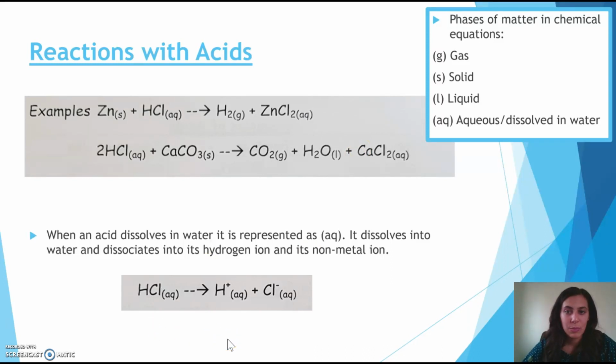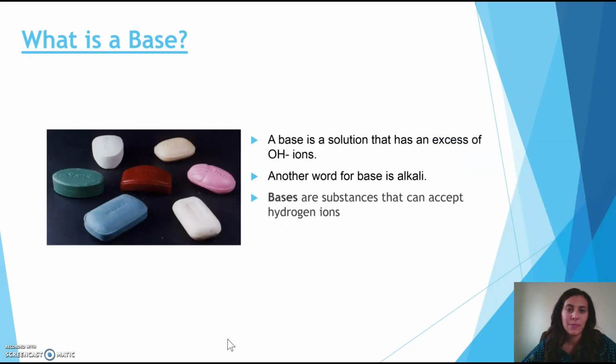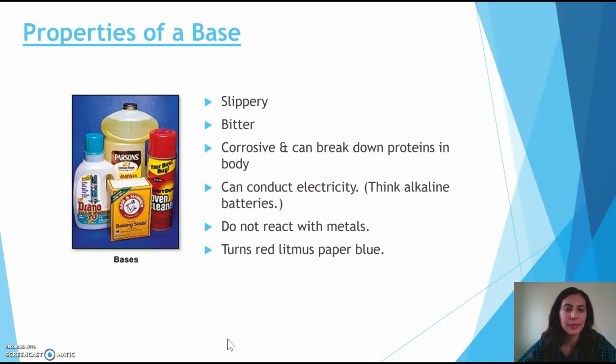So what is a base then? We've already looked at acids. What's a base? A base is a solution that has an excess of hydroxide ions. So another word for base is alkali. And bases are substances that can accept hydrogen ions. And let's look at some properties of a base.